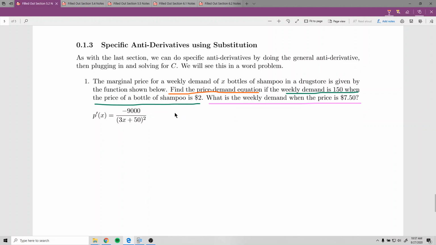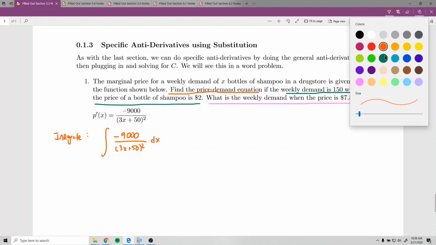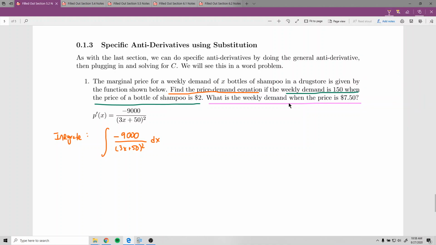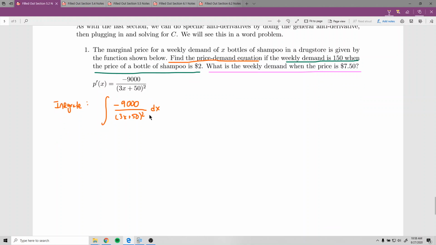We need to integrate our derivative to get back to the original. So we got negative 9,000 over 3x plus 50 squared dx. We want to integrate that. Now, because of the substitution here, I'm going to take care of that first, just like I did with all the other. And after the substitution, we'll just see what to do from there.